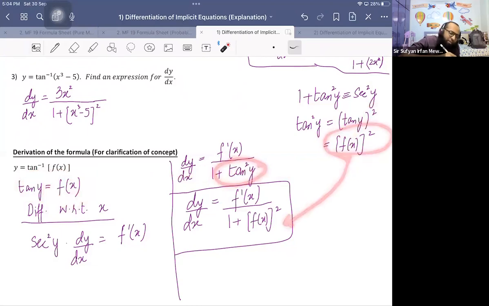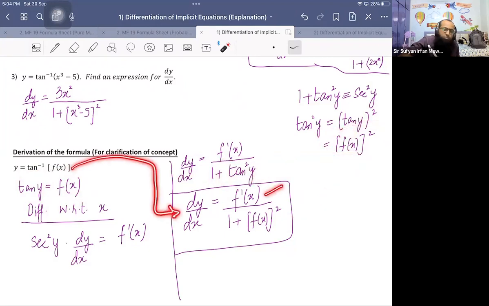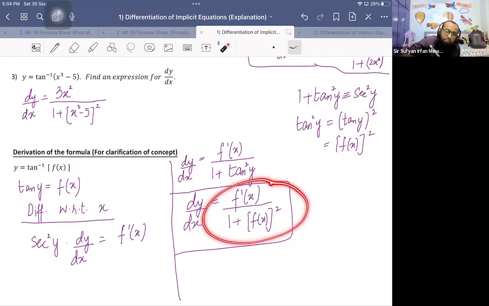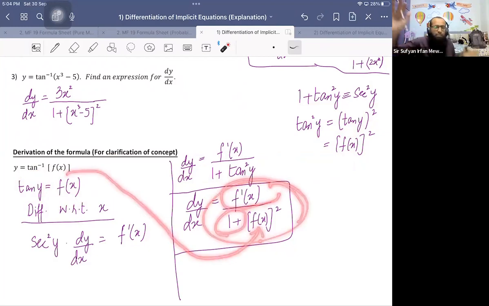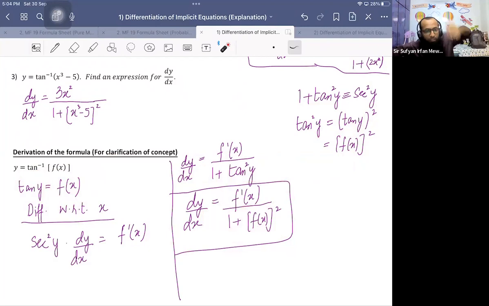So when y was tan inverse f(x), dy by dx was f'(x) upon 1 plus f(x) squared. This is how this formula has been derived. Now, if you memorize this formula, which is very simple: the function after being squared comes in the denominator, 1 is being added, and the differentiation comes in the numerator. It's perfectly fine. But if you forget the formula, then how has it been derived?